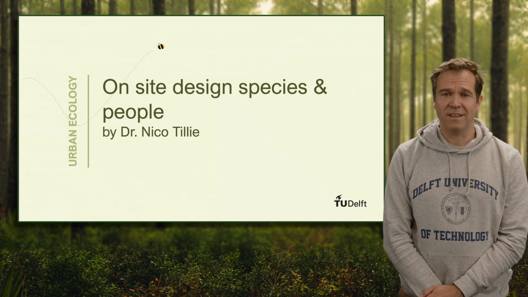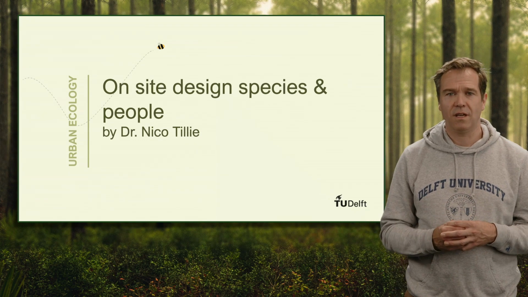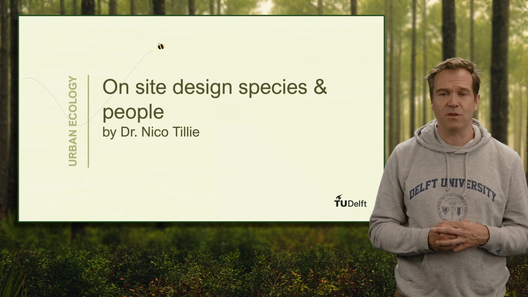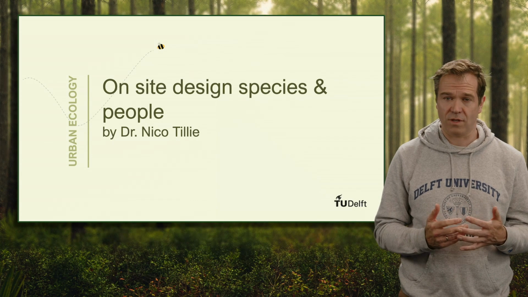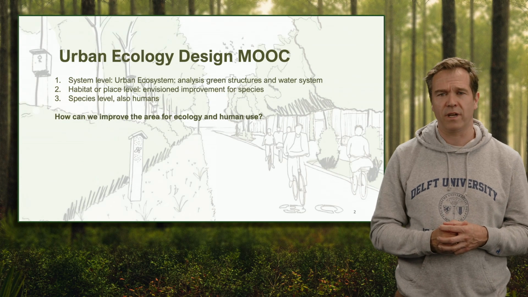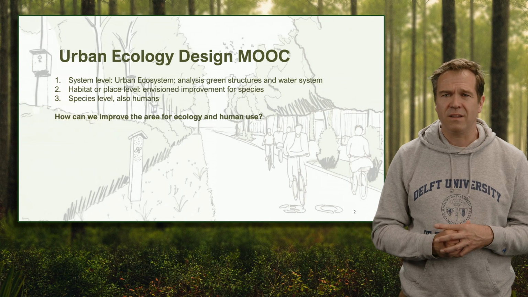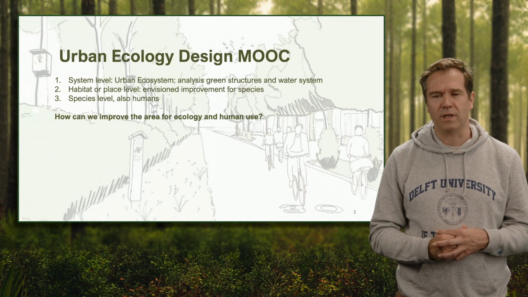Hi everyone. In this lecture I will briefly explain how to design for species. In your first assignment you analyzed the urban system. You mapped the city, vegetation and the water system, and also you chose an area to intervene to improve that system. An area that you know or got to know quite well.